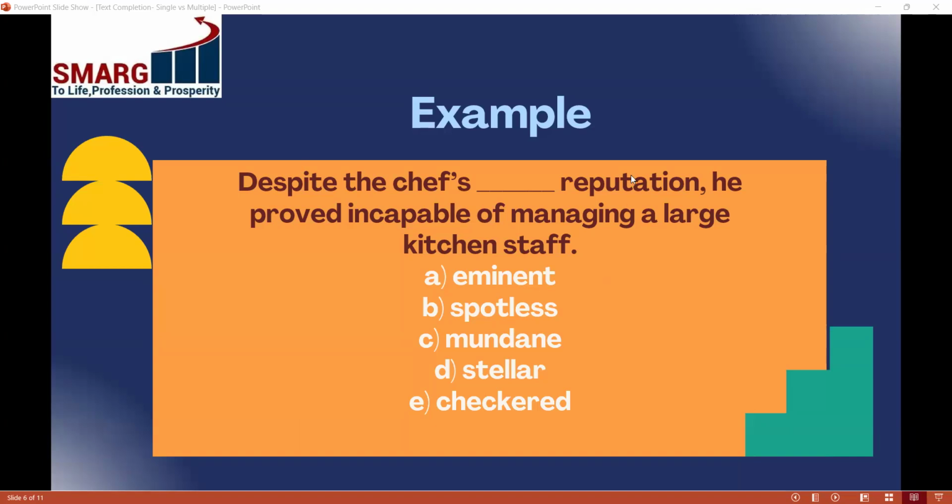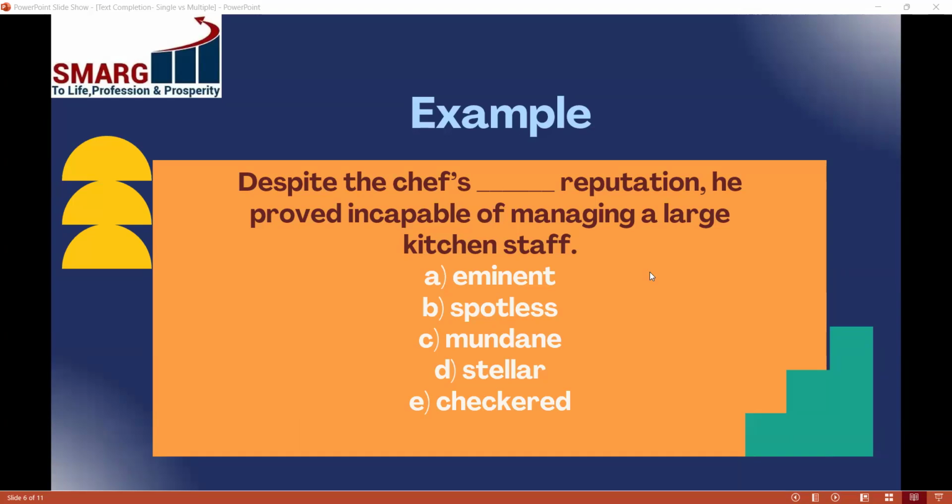Now, why stellar and not other words? Ma'am, eminent itself means reputed. Yes. Eminent itself means reputed. Correct. So why is eminent not the answer? Because it's already given that the chef has a reputation.